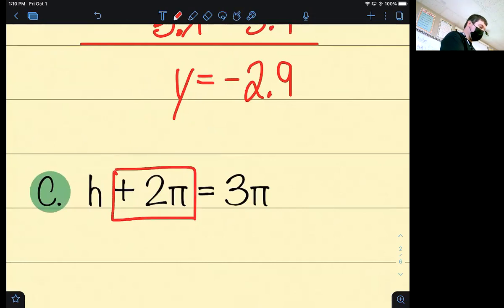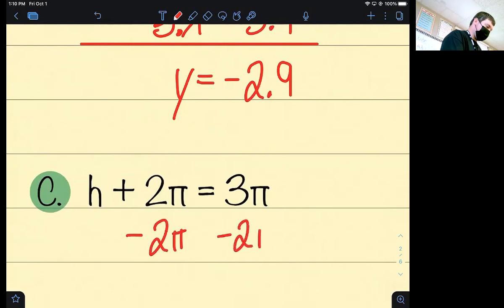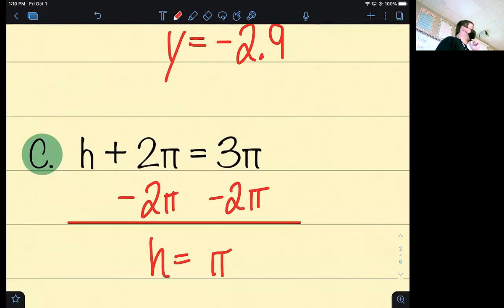So Connor, Kendall, what's the opposite of a positive 2pi? And when you combine a positive with a negative, you're going to subtract. Connor, what's 3pi minus 2pi? Pi. Yep, 1 pi or just pi would be fine. Yep, h equals pi.